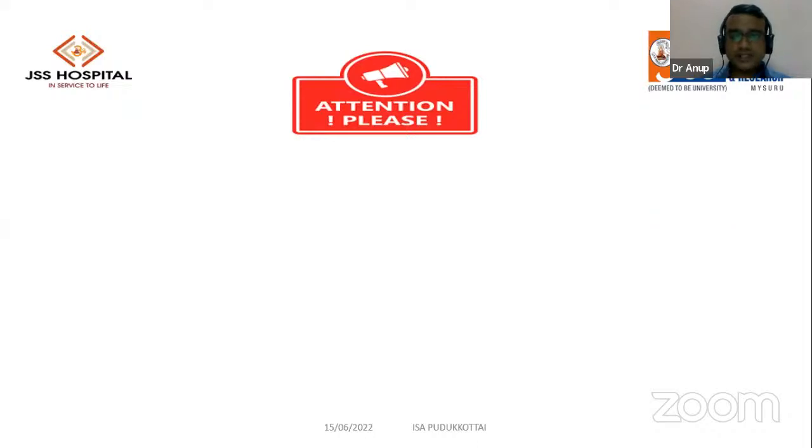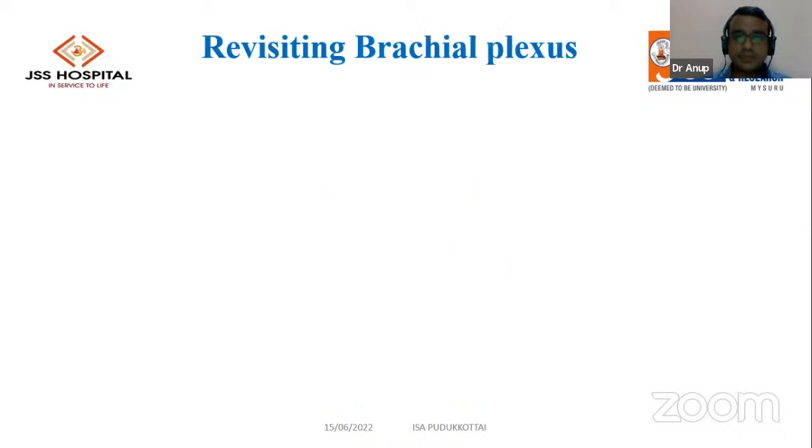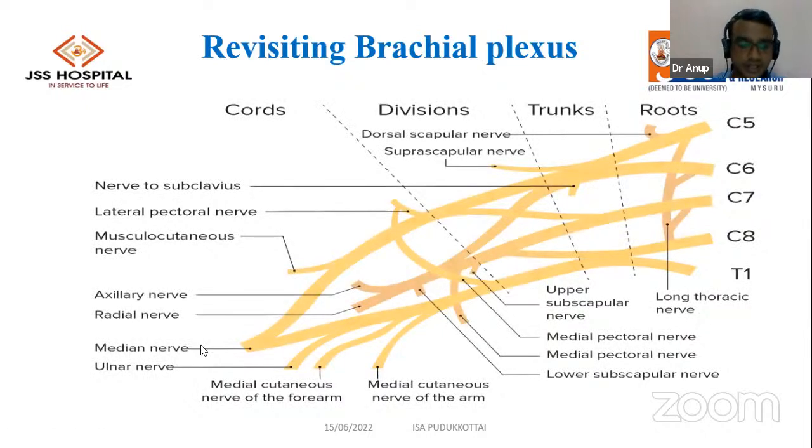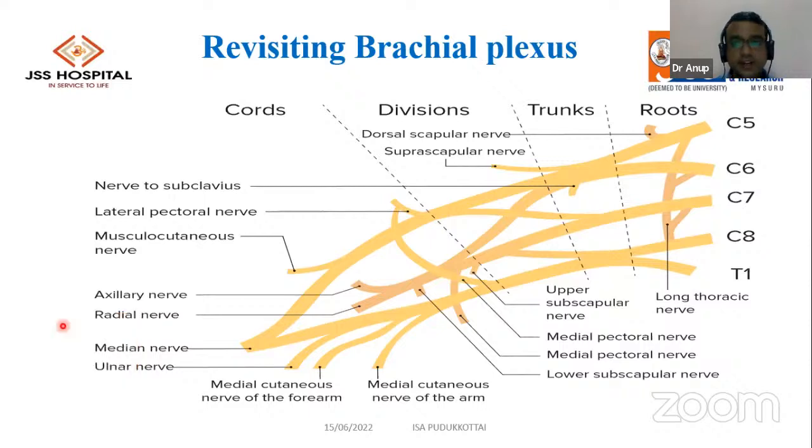Now I want your attention here because I'll be using a few terminologies which sound alike, so you should not get confused. For example, superior trunk block, superficial cervical plexus, supraclavicular nerves, and suprascapular nerves. Whenever I use these terminologies, I want you to concentrate a bit more so that we don't get confused. Now revisiting the brachial plexus. This is the most important thing about our presentation. We need to know about the brachial plexus to understand any of the blocks better.